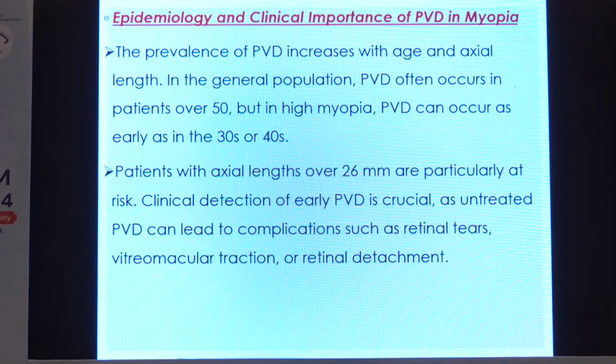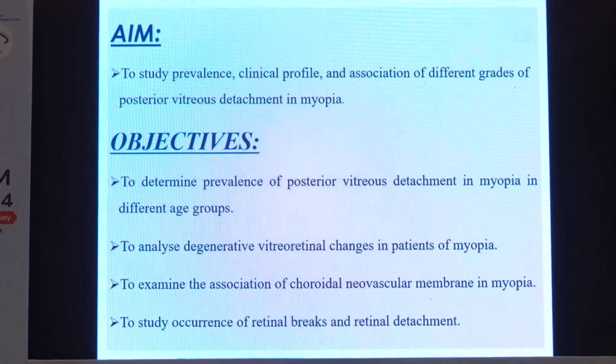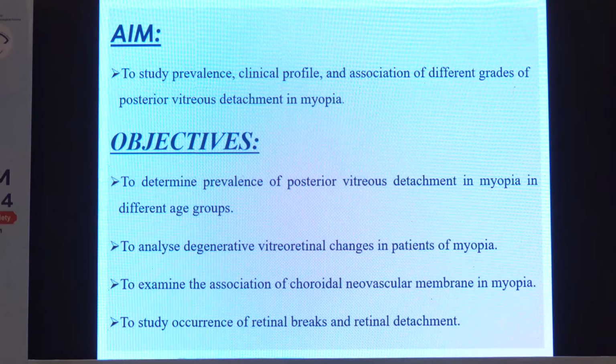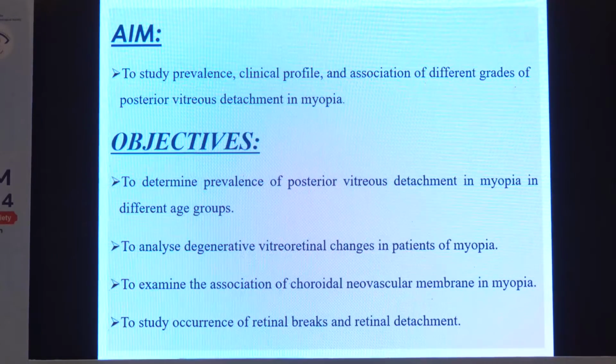The aim of my study was to study prevalence, clinical profile, and association of different grades of posterior vitreous detachment in myopia. Objectives: to determine prevalence of posterior vitreous detachment in myopia in different age groups, to analyze degenerative vitreoretinal changes in patients of myopia, to examine the association of choroidal neovascular membrane in myopia, to study occurrence of retinal breaks and retinal detachment.